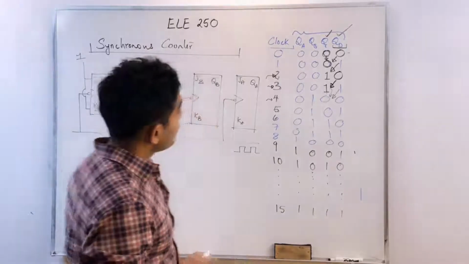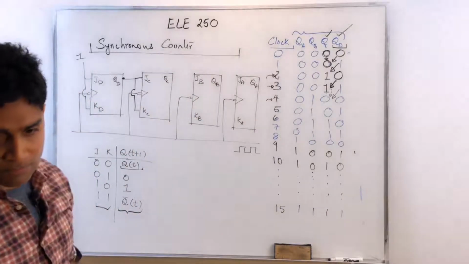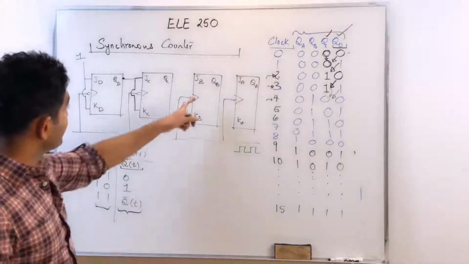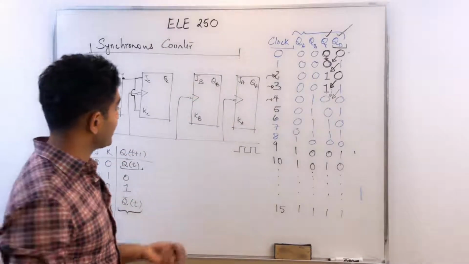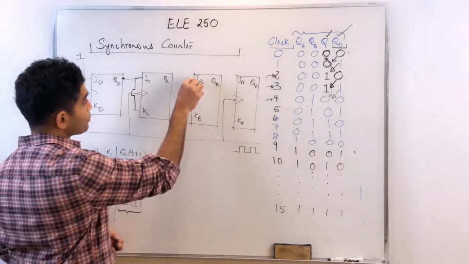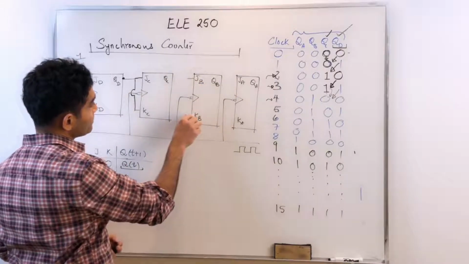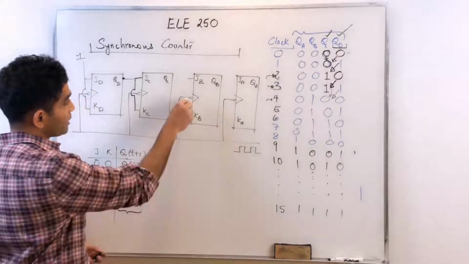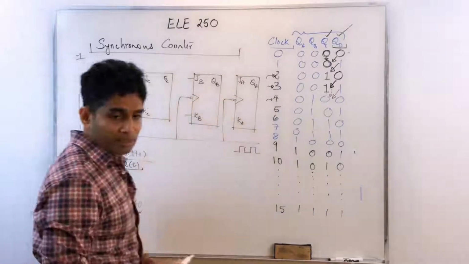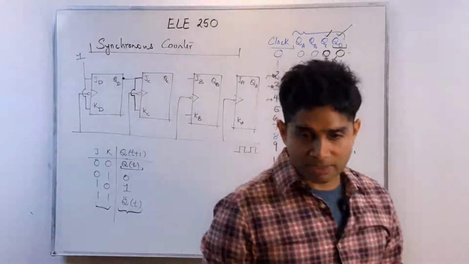Right. How do I get this response now for JB and KB? What should I do? What should I apply? Again, the only thing I can apply to is my JB and KB inputs, right? My clock is taken away. I cannot do anything with the clock. So the only thing I can do is on JB and KB.